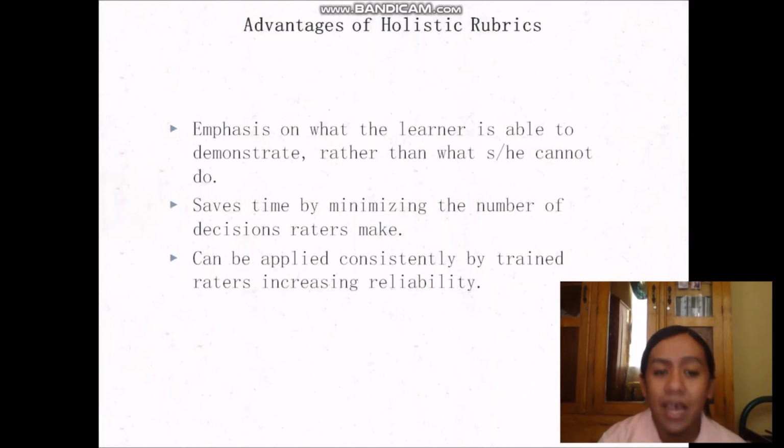So the advantages of the holistic rubric are: emphasis on what the learner is able to demonstrate rather than what he or she cannot do. It saves time by minimizing the number of decisions raters make. It can be applied consistently by trained raters, increasing reliability.